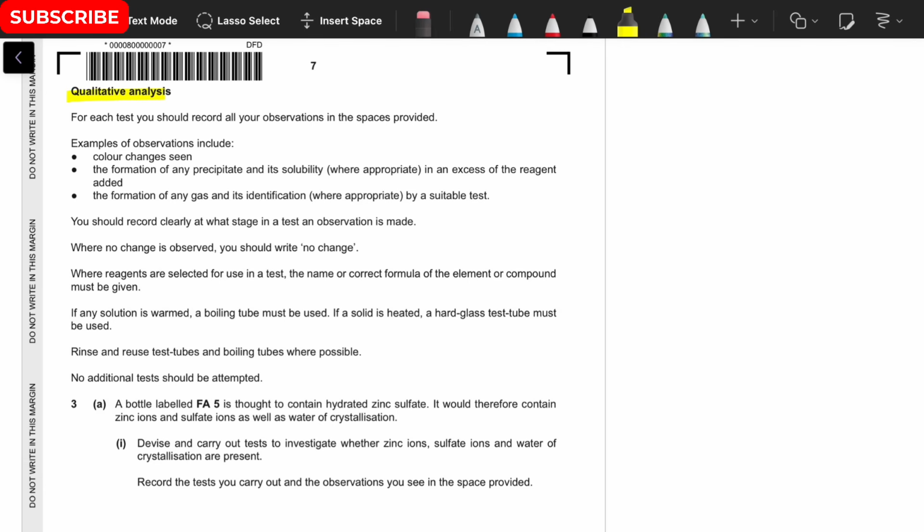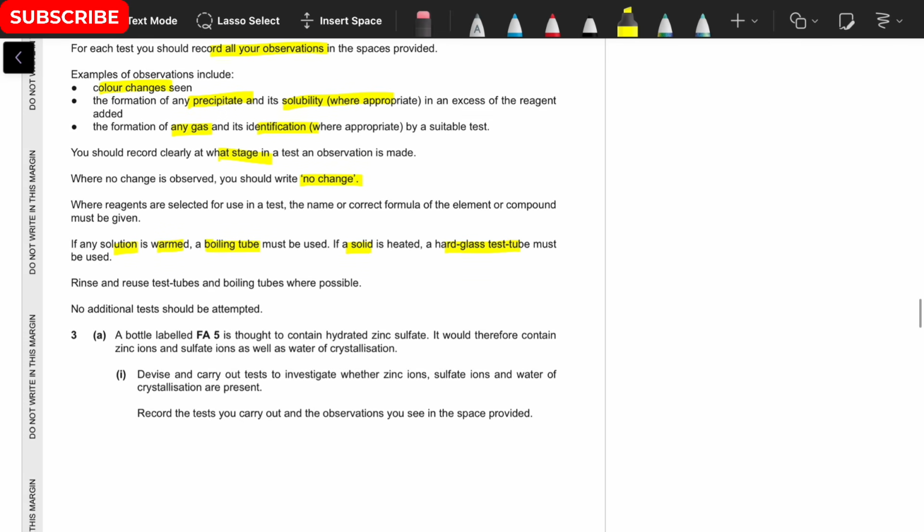For the qualitative analysis part, you're going to record your observations for all the tests you conduct. Mention any color changes seen, formations of any precipitates and solubilities where appropriate in excess of reagents, the formation of any gas and their identifications, and at what stage these observations can be seen. If there is no observation, we're going to just write no change, and where reagents are used, correct names and formulas must be given. If any solution is warmed, boiling tubes are used, and if a solid is being heated, hard glass test tube apparatus must be used. Must rinse and reuse test tubes and boiling tubes where possible.